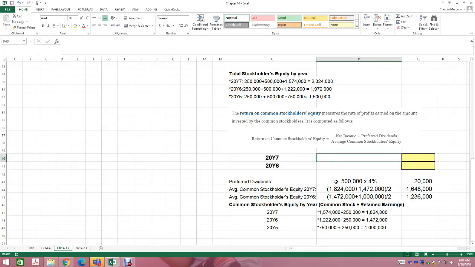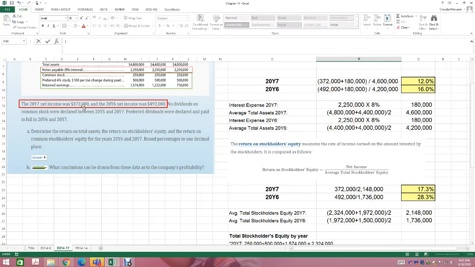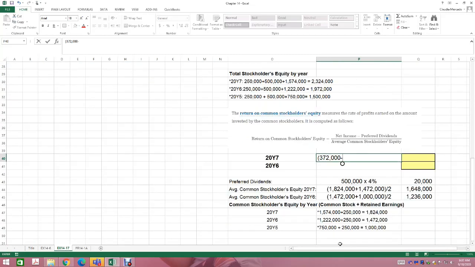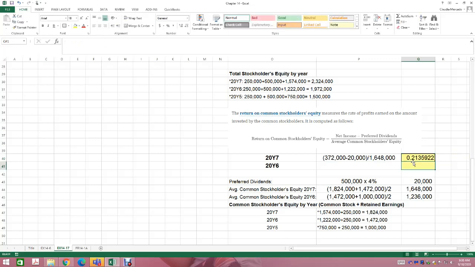Net income that was provided in the problem for 20Y7 is $372,000. I'm going to subtract my preferred dividends of $20,000, and divide by my average common stockholders equity for 20Y7, which is $1,648,000. So 372 minus 20, divided by $1,648,000. We get that number, and we want it in percentage form with one decimal place. That will give me 21.4.